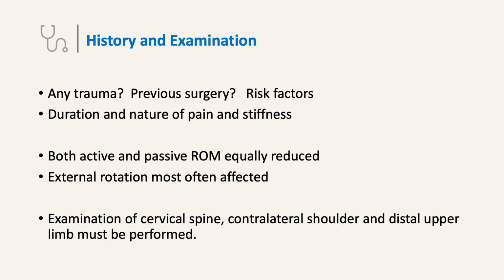In the examination, both active and passive range of movement are equally reduced, as with osteoarthritis. However, external rotation is usually the most affected in adhesive capsulitis. It's also important to do a screen of other joints, including cervical spine, contralateral shoulder, and the distal upper limb.